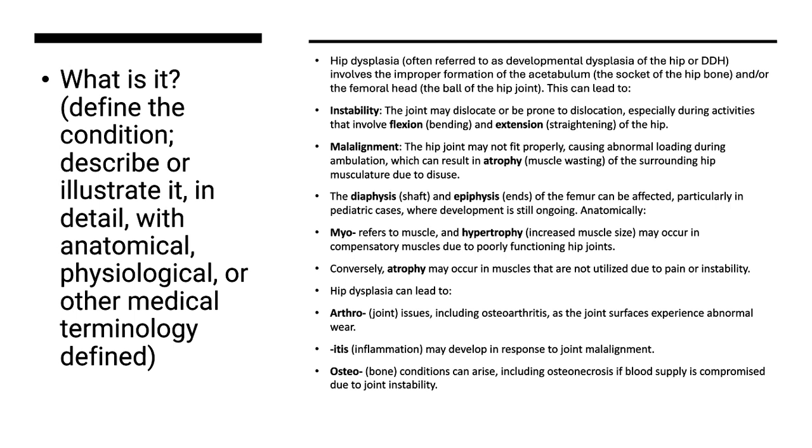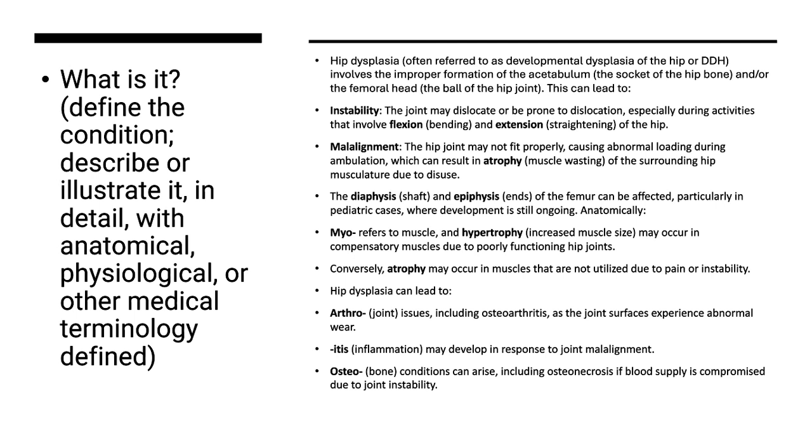Hip dysplasia, often referred to as developmental dysplasia of the hip, involves the improper formation of the socket of the hip bone or the femoral head, which is the ball of the hip joint. This can lead to instability, which means the joint may dislocate or be prone to dislocation, especially during certain activities that involve flexion or extension.